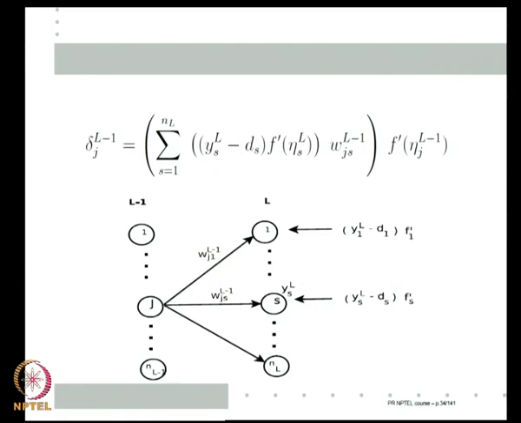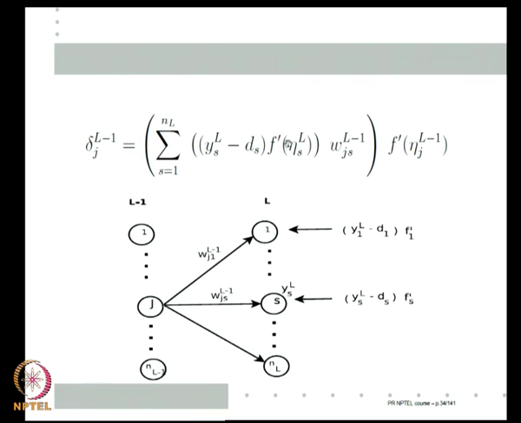Let us look at it from the network. So, this is the layer L. This is layer L minus 1. Let us say I want to calculate the error at node j in layer L minus 1, that is delta j L minus 1. How do I calculate it?